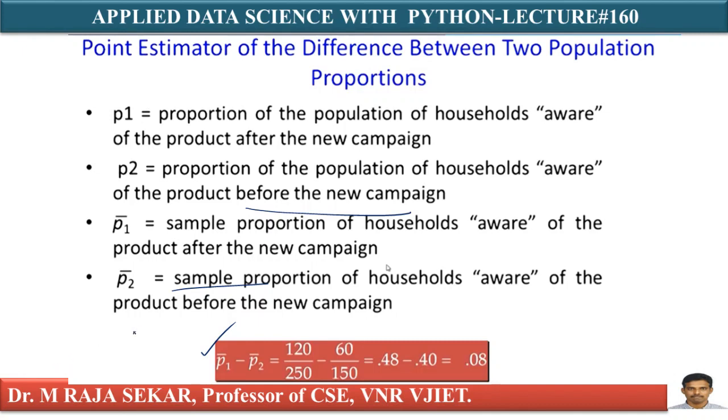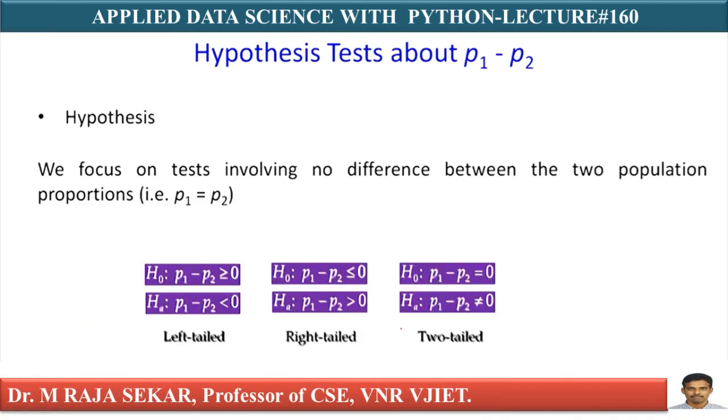Is there any impact of the campaign? If I calculate P1 bar, that is 120 by 250. What is P1 bar? After the campaign, out of 250 people, 120 are aware of that campaign or promotion. P2 bar means before the campaign, out of 150, only 60 people are aware of it. Now, if you find the difference, 0.48 minus 0.40, that is 0.08, I can say there is an improvement of 8%, isn't it?